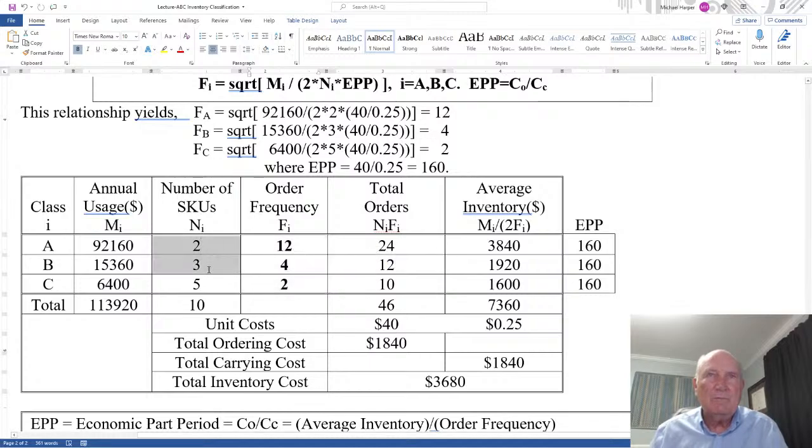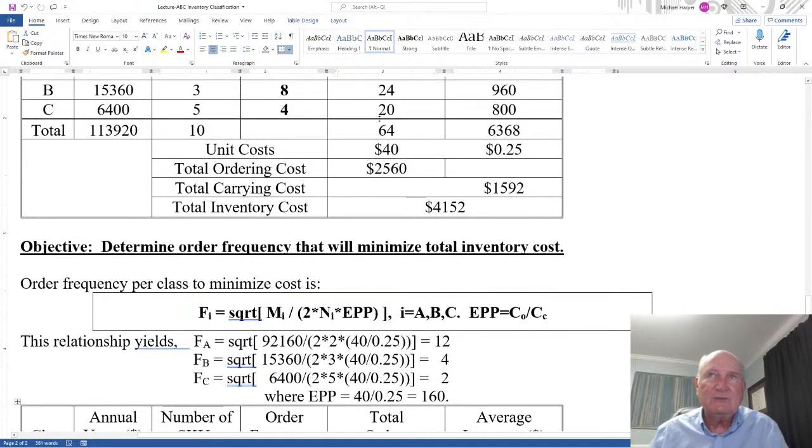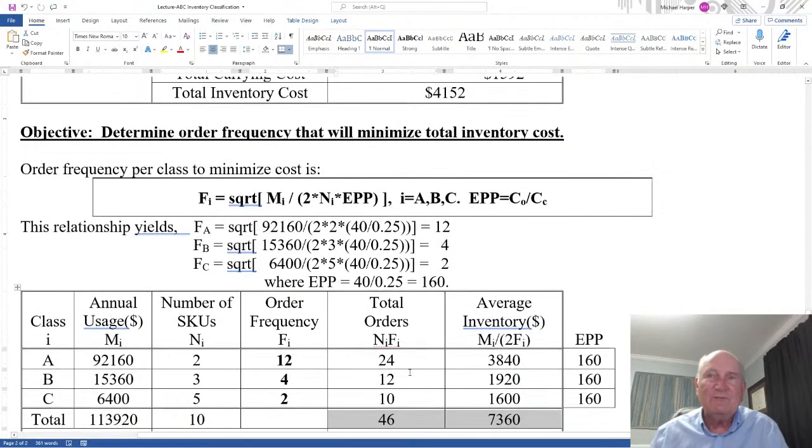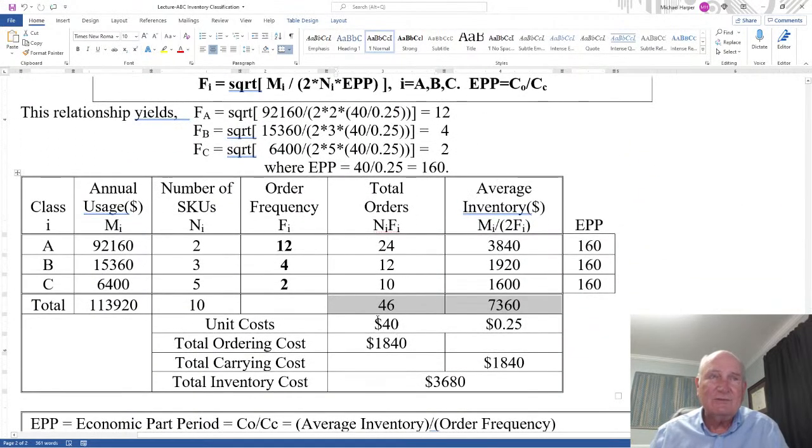Well, my N's times my F gets my frequency. My usage divided by my F divided by 2 is my average inventory. And there's my total. And notice, I said this was too high. The 64 went down to 46. I never noticed this before, but essentially we just reversed the numbers and made them smaller. No, that's not what it did. But that is what happened.